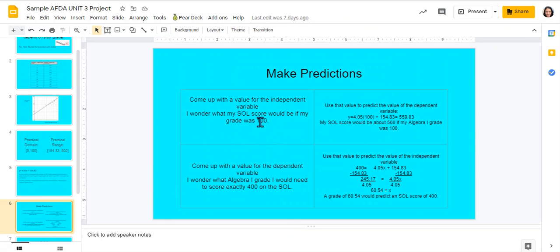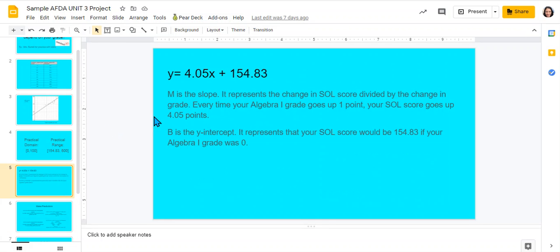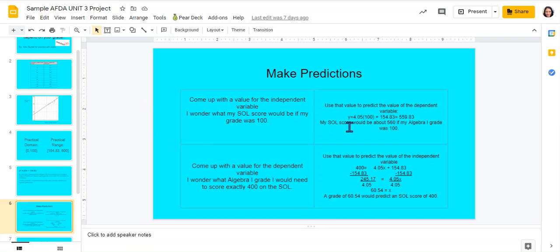Then I took that 100 and I put it in my equation for the x. So what you can do is come back and copy this equation, paste it here, but then change your x value to the number that you chose. Then you're going to do the math, multiply and add, and you're going to get the number here. So my SOL score would be about 560, I rounded that, if my Algebra 1 grade was 100.